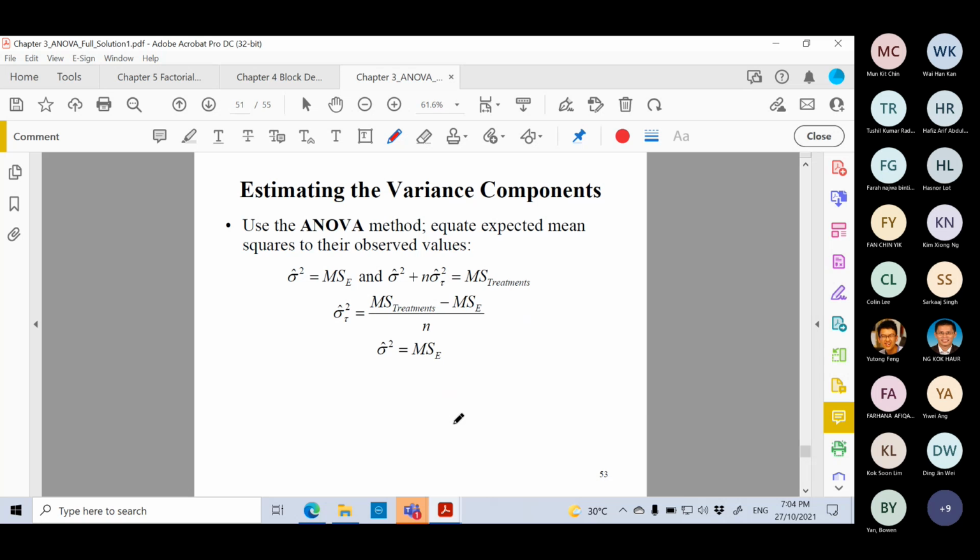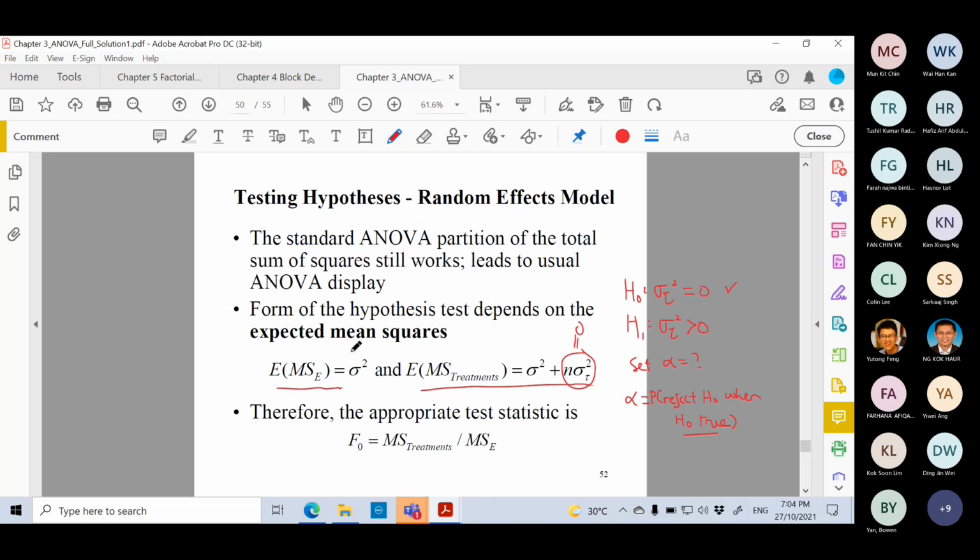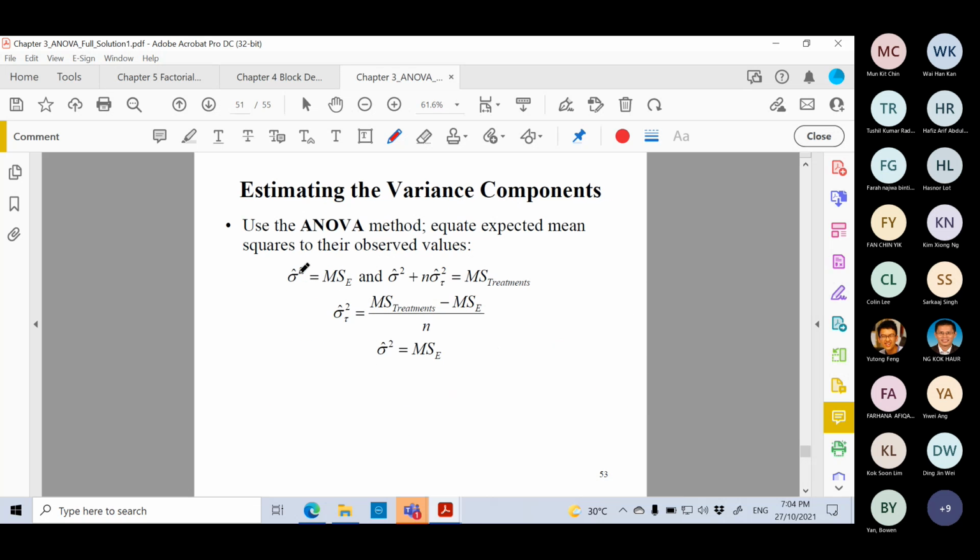In the variance component, we can also estimate the variance, because just now we said that the expected value of MSE is equal to sigma square. Therefore, you can use the MSE to estimate your sigma square. And then from the second formula, you can also estimate your sigma tau square. So you know at least the variance of the error and the variance for the tau square. This is under the random effect model.